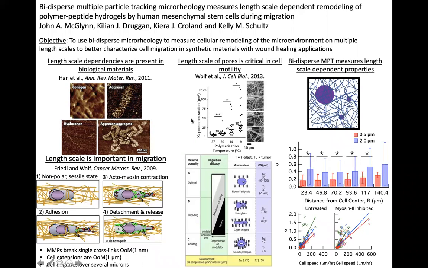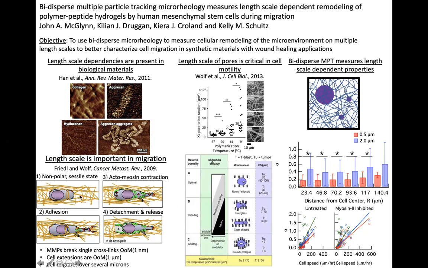wound healing applications. We're interested in length scale for several reasons, one of which is that most biological materials are composed of several components which impart length scale dependent properties on them and allow them to have unique cell material interactions, such as cartilage being composed of collagen, aggrecan, and hyaluron. And then we also show that length scale is important in migration.